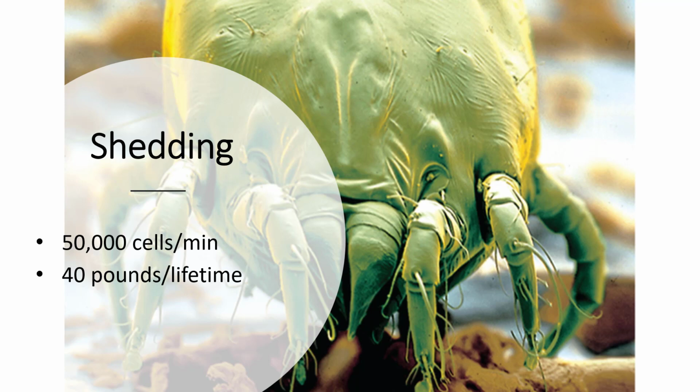Well, we shed about 50,000 cells per minute. And that's normal. That's not like someone who has an issue. That is normal to lose about 50,000 cells per minute, just skin. And over the course of your lifetime, that adds up to about 40 pounds. From the time you're born to the time you die, you have lost about 40 pounds of dead skin cells in your lifetime. That's a lot. But it's okay. Let's say you live in the same house your whole life. You don't see 40 pounds of skin laying there.